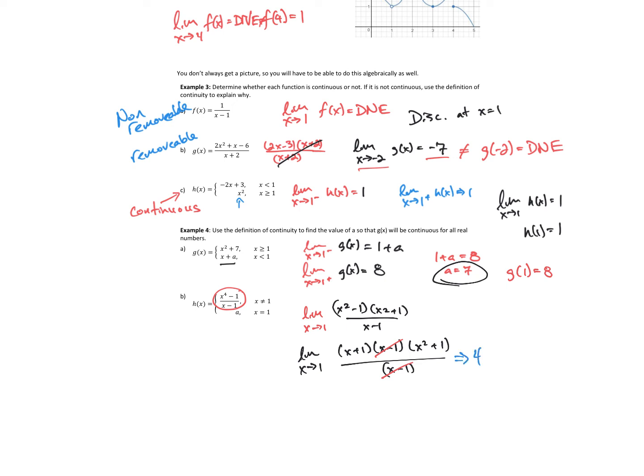However, for the definition of continuity, I need my limit. My limit should be 4. But right now I have a hole going on at (1, 4). Well, what should my value be? What needs to be h of 1? h of 1 right now is a. So what do I do with these two things? I set them equal. So a must equal 4.